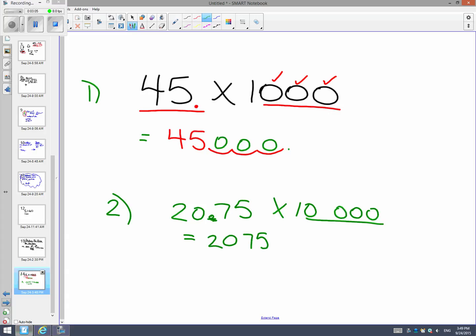So it was here, remember. Now it'll be 1, 2, 3, 4. And we replace all those with zeros. And the decimal really goes at the end, but we don't need to write it. So my new answer is 207,500. And that's how we do these ones. And we were doing pretty well with them.